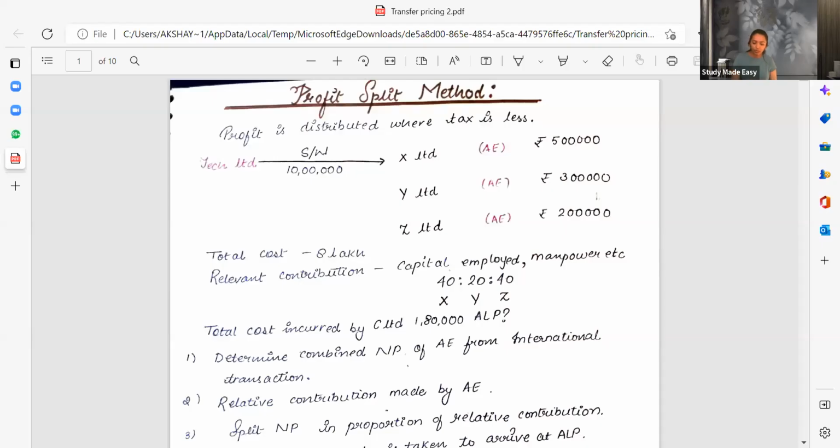So now we are starting with the profit split method. Now what is this profit split method? In your profit split method, understand by the word profit split, you are distributing profit. Now as per you, where would you like to distribute profit more? In a low tax rate country, where the taxes are low.